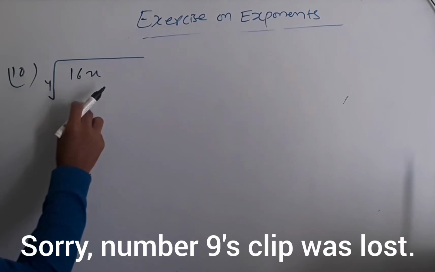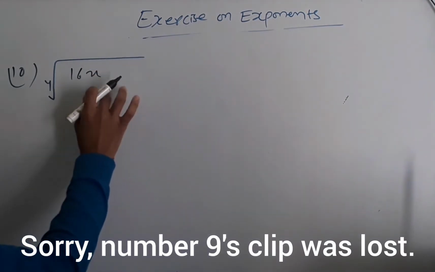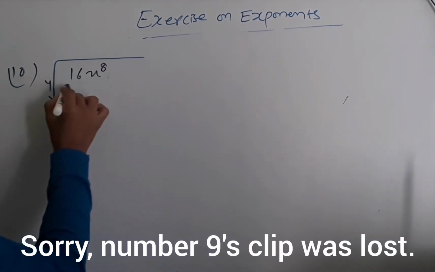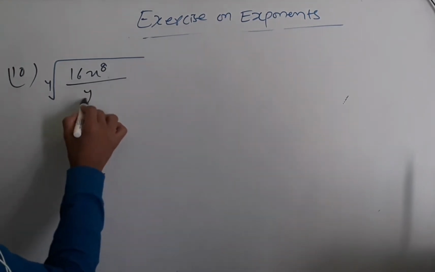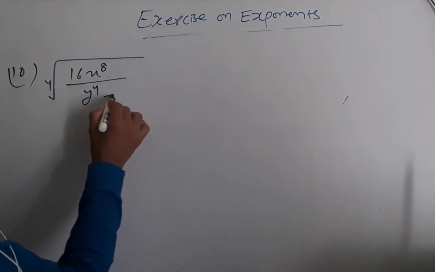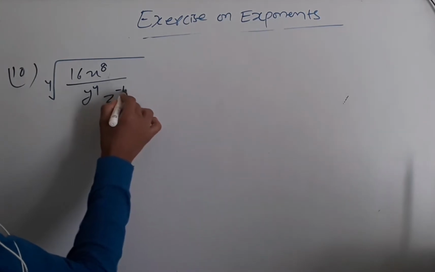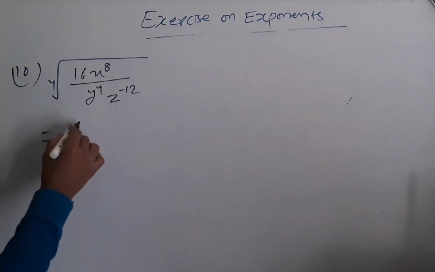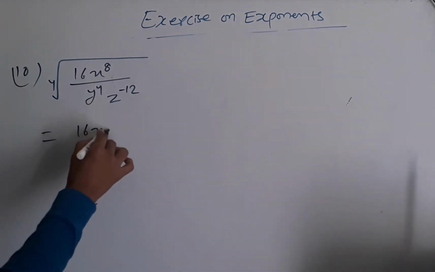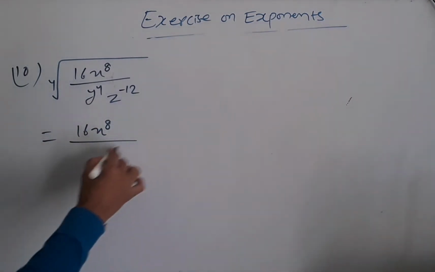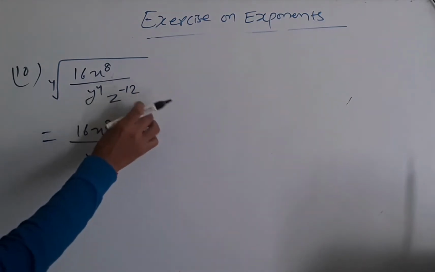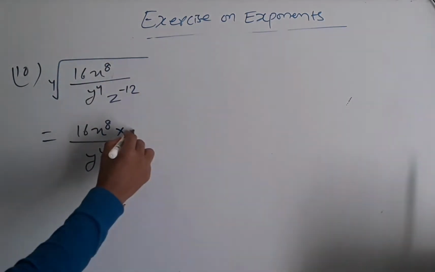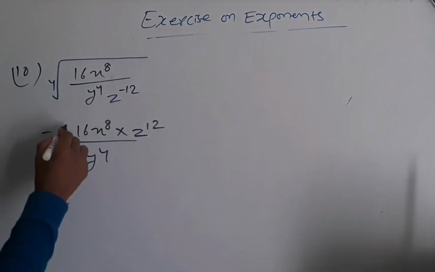So the 4th root of 16 x to the power 8 divided by y^4 z to the power minus 12. Now if I write in terms of power, this is going to be 16 x^8 divided by y^4, and z to the power minus 12, to the whole power 1/4.